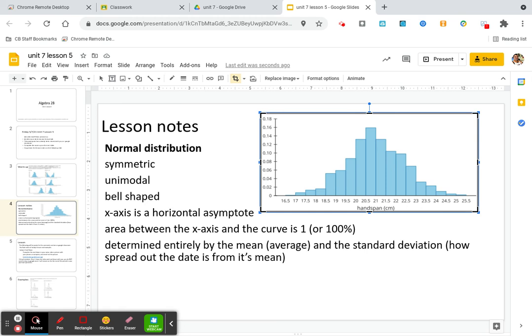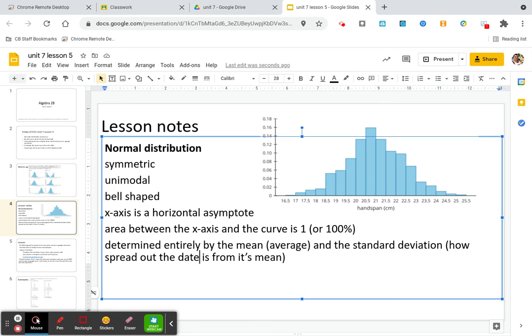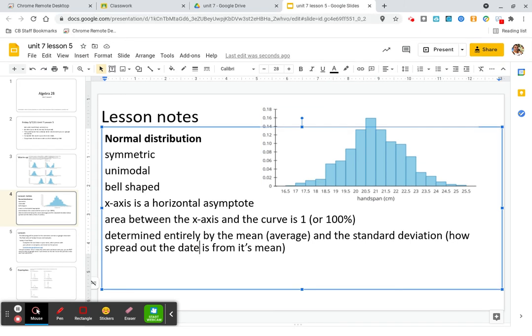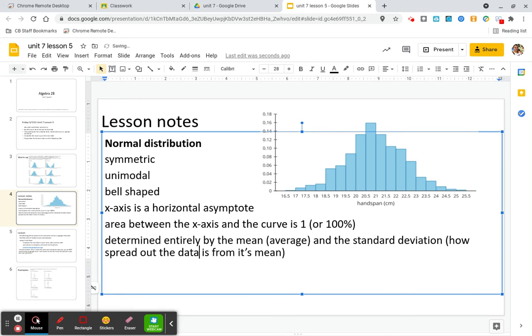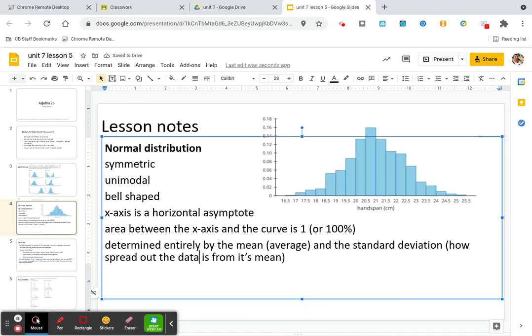And it is determined entirely by the mean, the average, and the standard deviation, how spread out shouldn't be the data, it should be how the data is from the mean. So I'm going to fix that right now so you don't get confused. Okay, so the standard deviation is how spread out the data is from the mean. So the more spread out it is, the higher the standard deviation is. The less spread out it is, the lower the standard deviation is. So it's determined entirely by the mean and the standard deviation. Okay, so let's take a look at the examples.